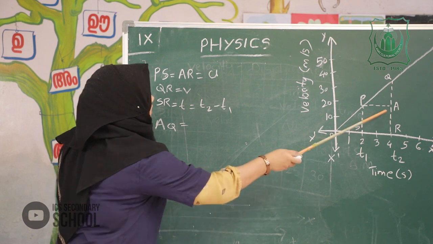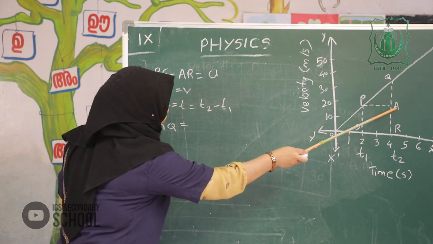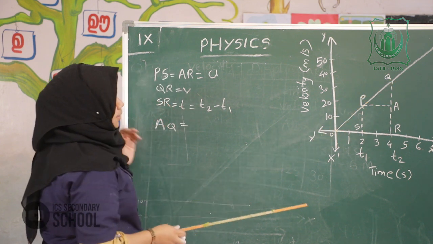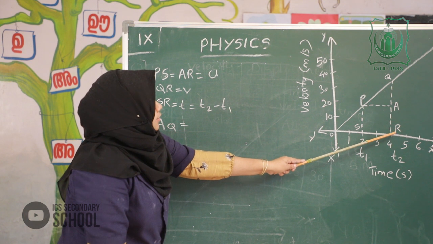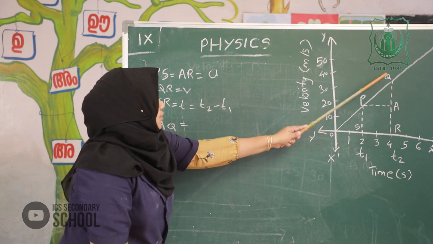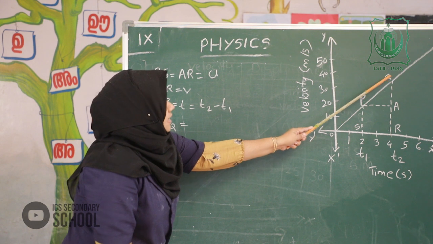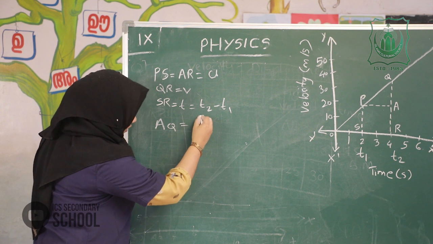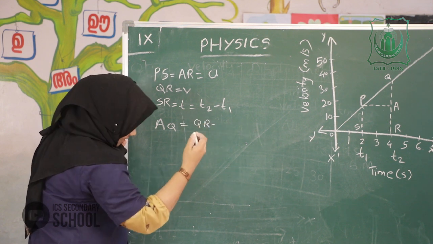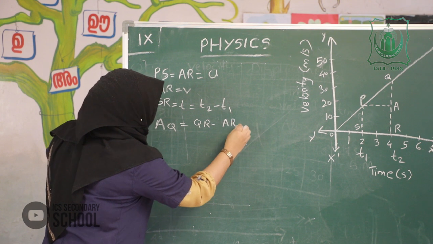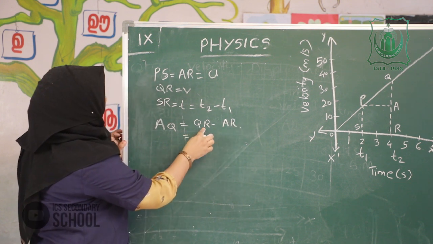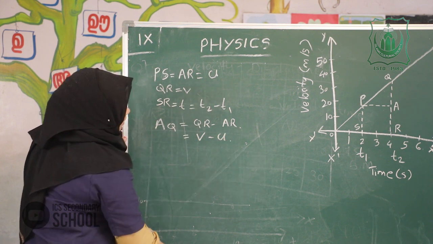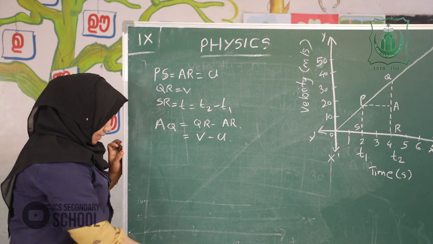From this here, what is AQ? AQ means QR minus AR. How to find out AQ? AQ is equal to QR minus AR. Got it? Okay. So AQ is equal to QR minus AR. What is QR here? V. What is AR? U. So this AQ gets V minus U.